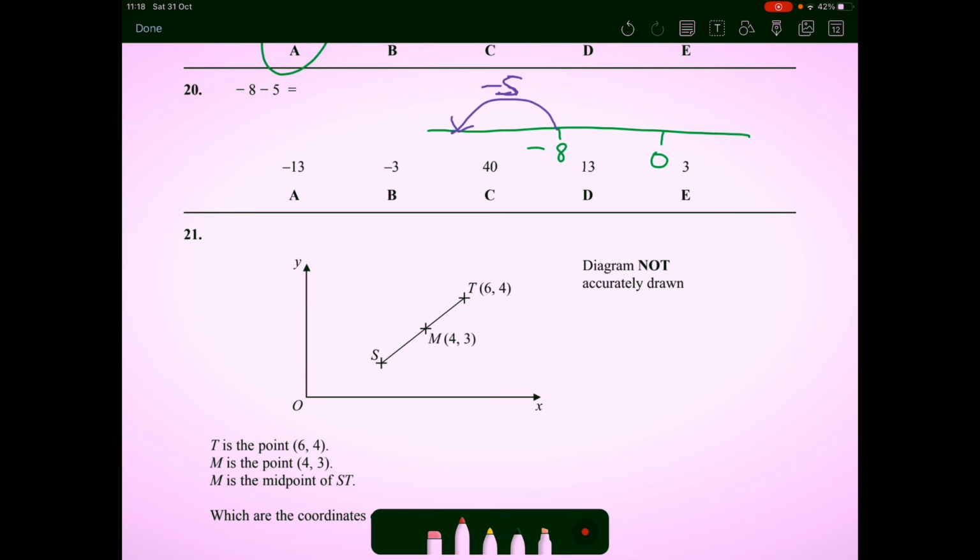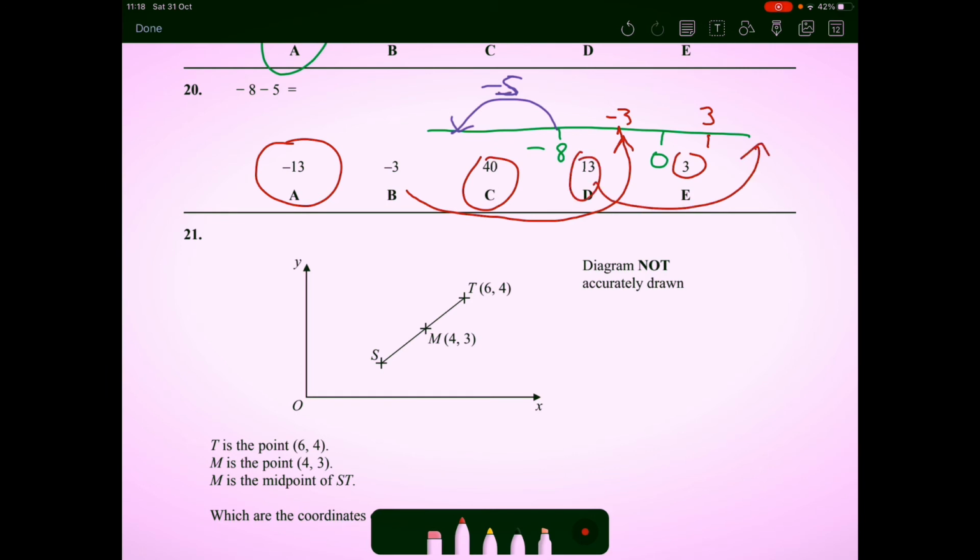So we're looking for numbers that are going to be lower than -8. In fact, the only one it can be is -13. -3 is going to be in there somewhere. Number 3 itself is going to be there. 40, I don't know why someone would get 40. They'd have to totally misread and mess up the whole question. And 13 is going to be somewhere over here. Okay, so the answer is -13.